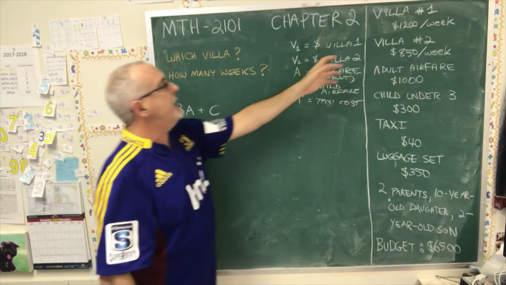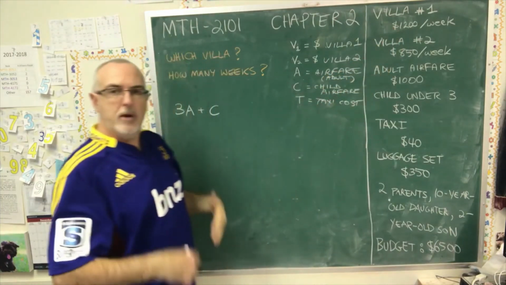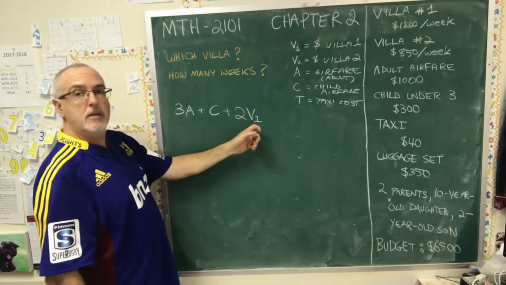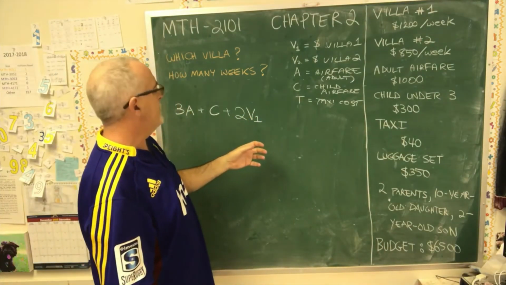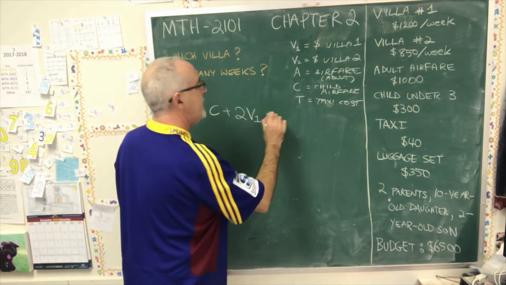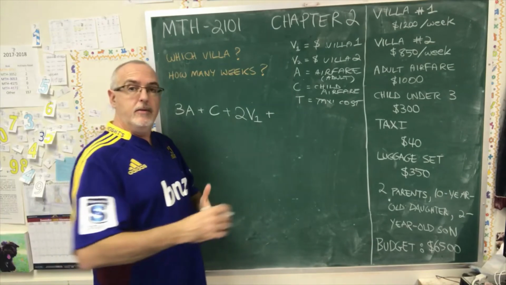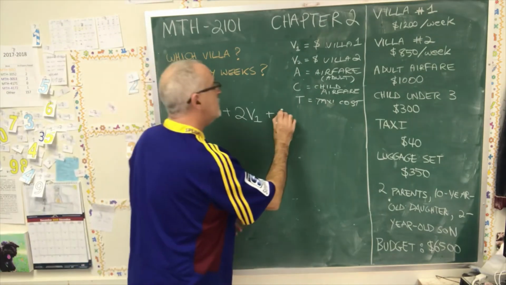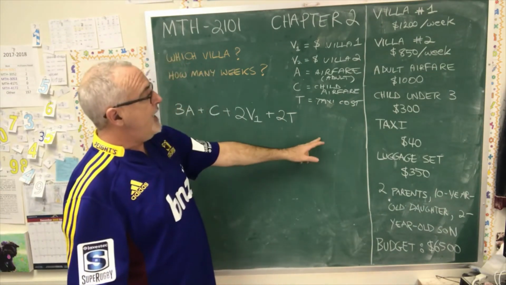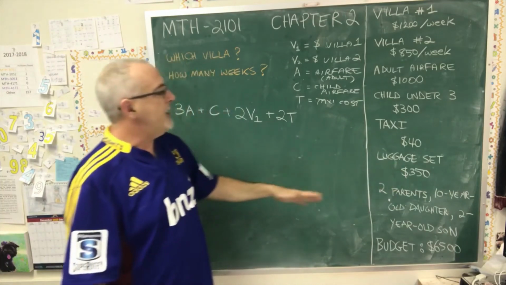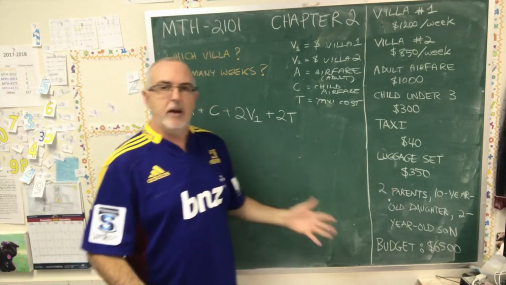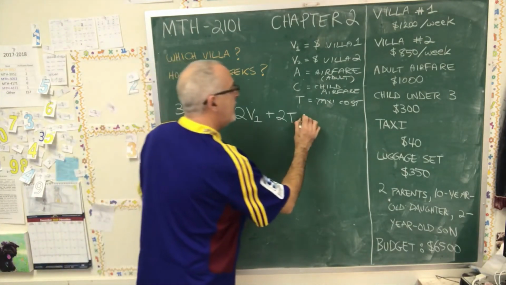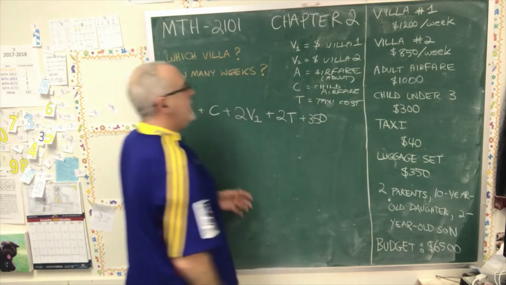We also have to pay the rent for villa 1, and we're considering 2 weeks, so we're writing plus 2 V sub 1, 2 times the cost per week for villa 1. We also need the taxi. Watch out. You take the taxi to the villa from the airport, but at the end you have to take the taxi again back to the airport from the villa. So it's going to be plus 2T. And the luggage set, I'm doing something interesting with the luggage set. I'm deciding that they're buying the same luggage set regardless of which vacation they choose. So we're going to treat the luggage set as a constant term. We're writing plus 350.